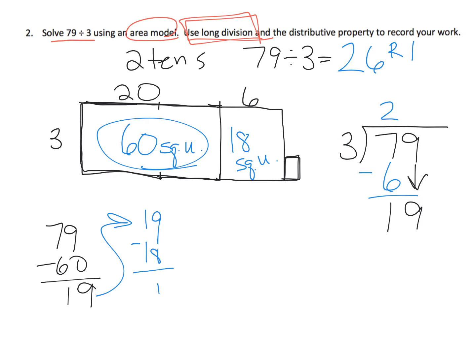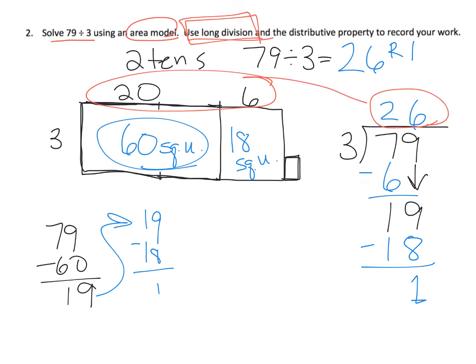So now we have 19 left over, and that's what we had over here when we subtract. Now if we have a height of 3, what can our width be so that we can use a maximum number of our square units? Well, our width is going to be 6. So that means 6 times 3 gives us 18. And when we subtract, we have 1 little tile left over. So here's our 26, here's our 26. Here's our 1 remainder, and here is our 1 remainder.